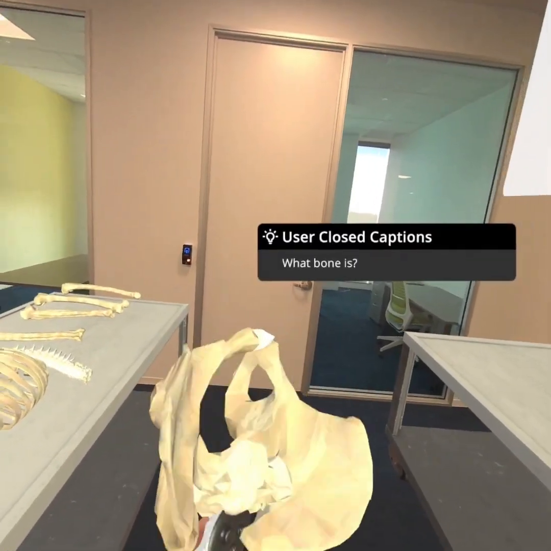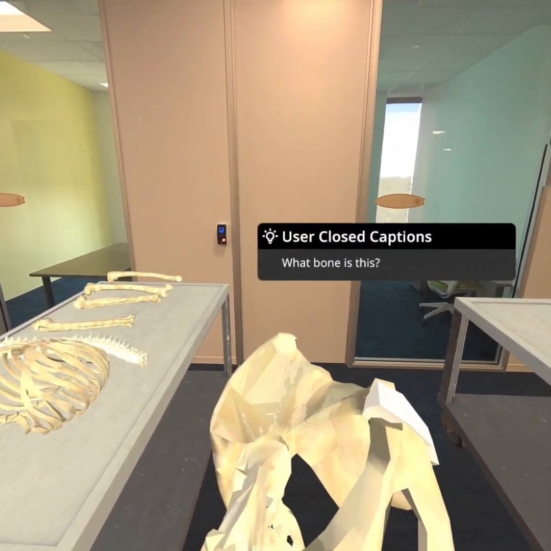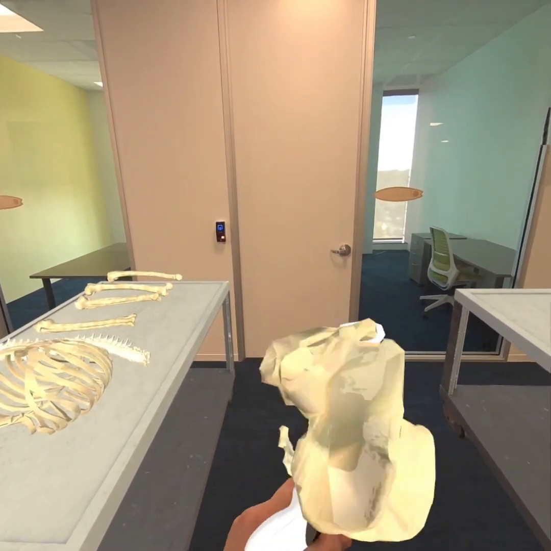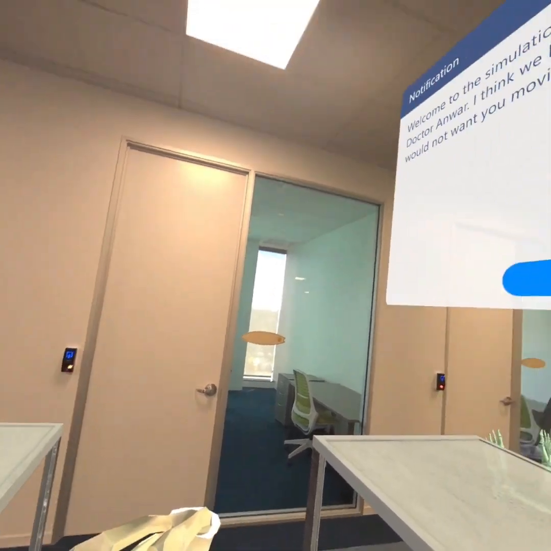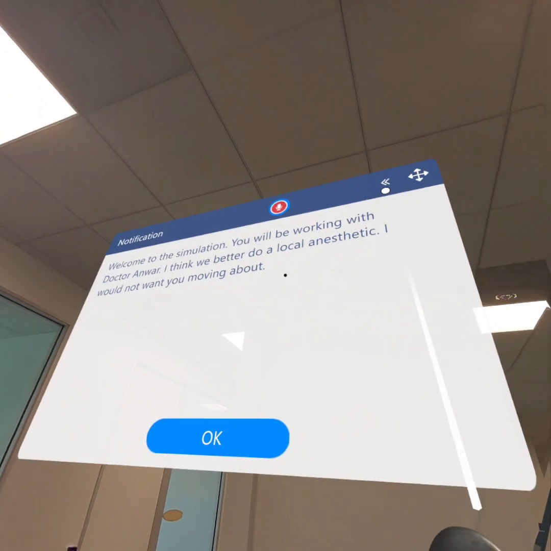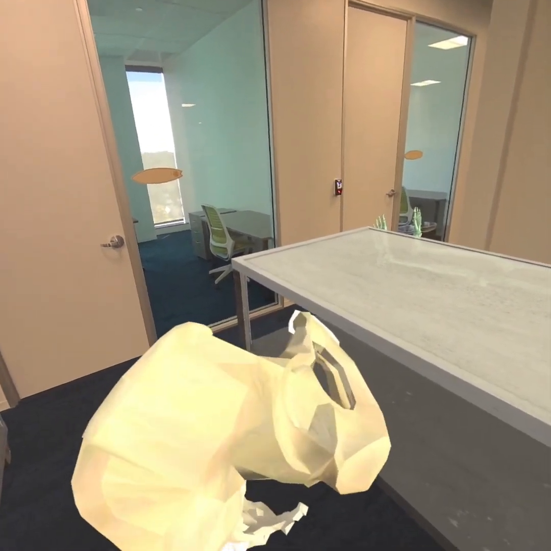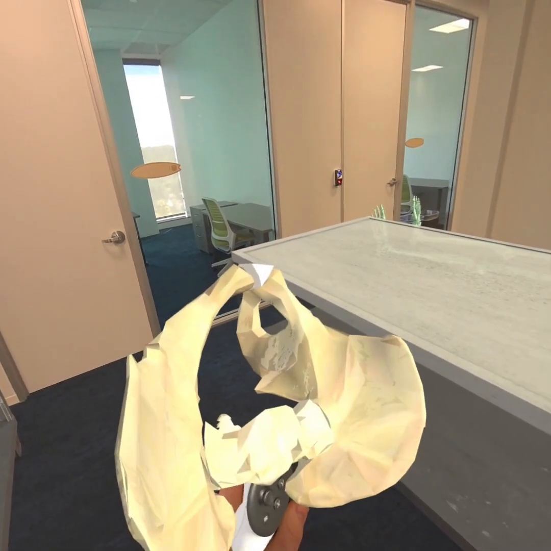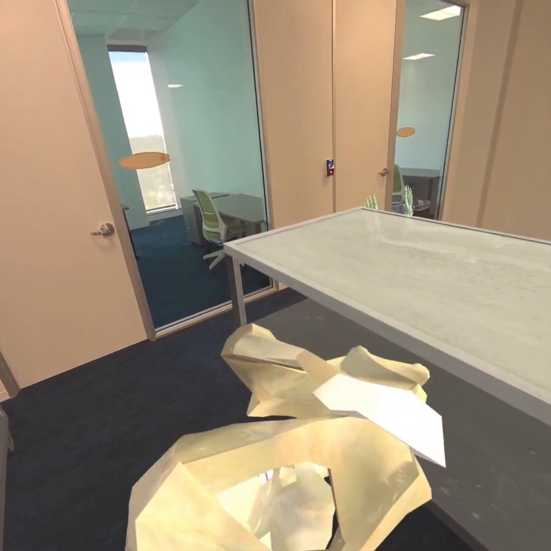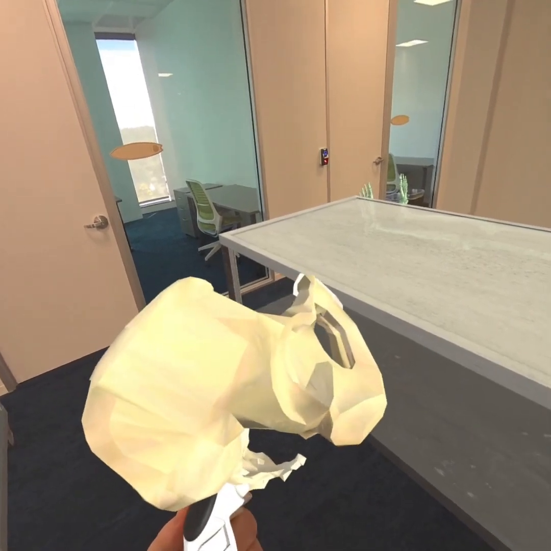What bone is this? The bone you're holding is the hip bone. It's a large, flat bone that forms the pelvis alongside the sacrum and coccyx. The hip bones are responsible for protecting the delicate organs in the pelvic region and supporting the body's weight when we are sitting and standing.